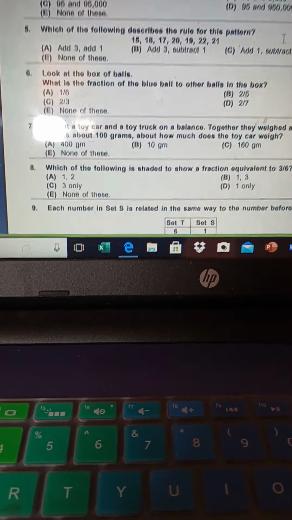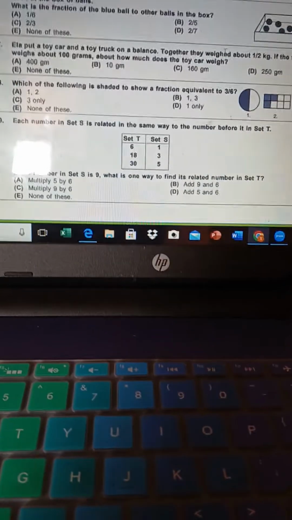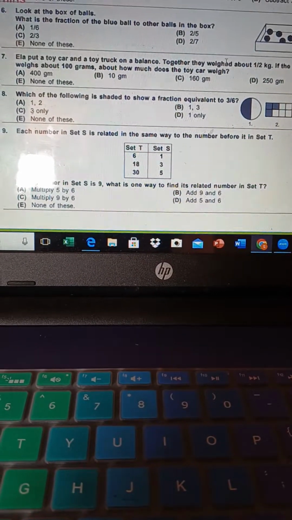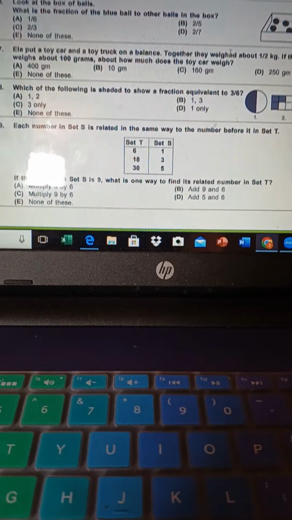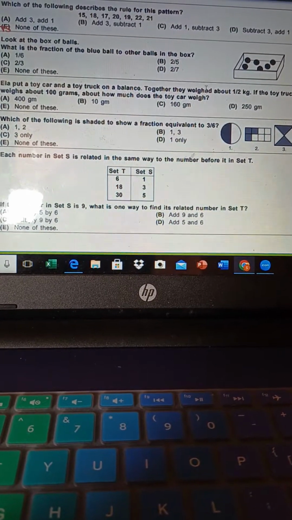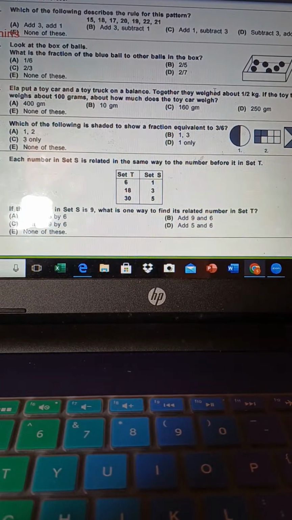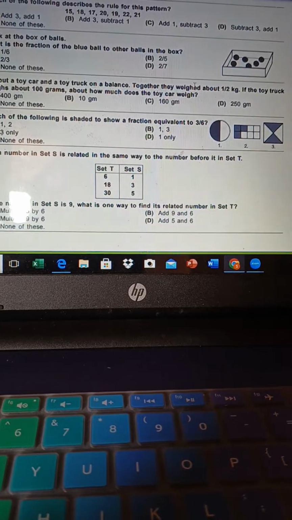Then we have number 7. Number 7, the question is given as: Ela put a toy car and a toy truck on a balance. Together they weighed about half a kg. If the toy truck weighs about 100 gram, about how much does the toy car weigh?